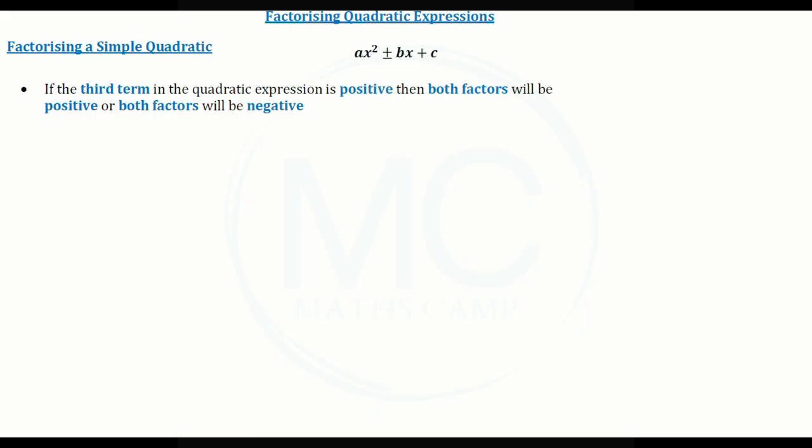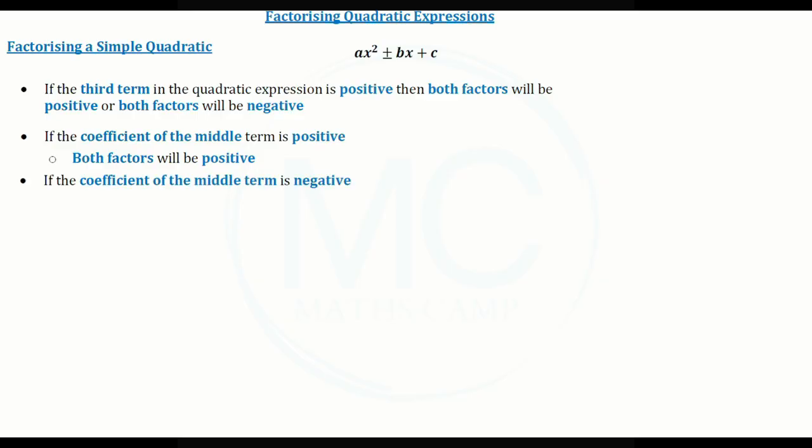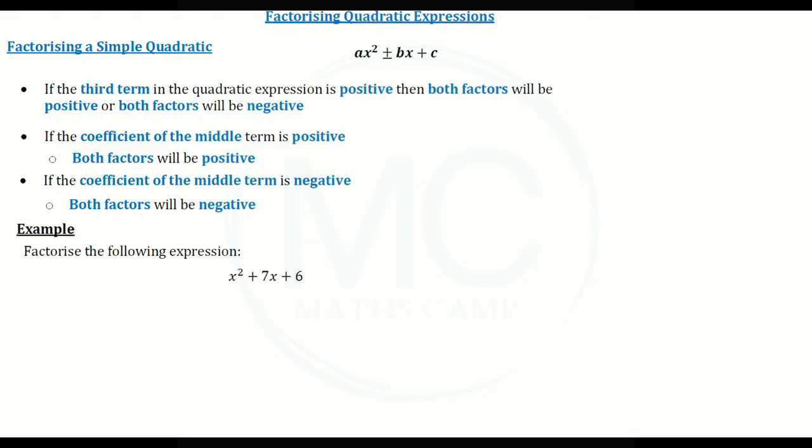If the coefficient of the middle term is positive, then both factors will be positive. If the coefficient of the middle term is negative, then both factors will be negative. Let's look at an example. Factorize the following expression, x squared plus 7x plus 6.